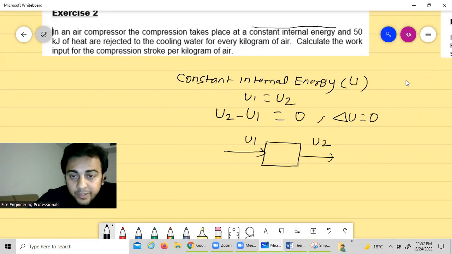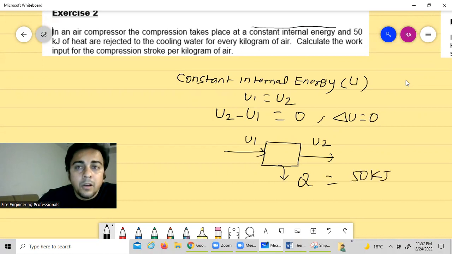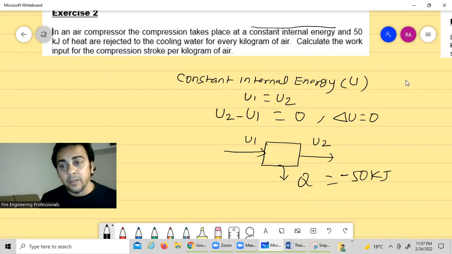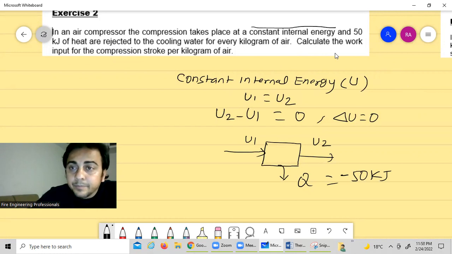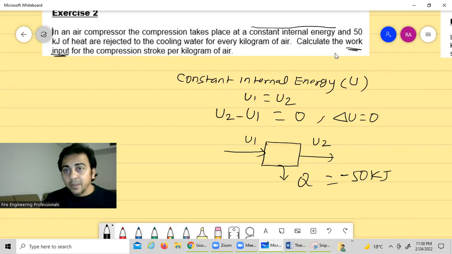So that removed heat from the compressor to the outside atmosphere, which is 50 kilojoule of heat, is rejected to the outside, right? So if heat is rejected from any system, it means they are losing some form of energy. So it is minus sign 50 kilojoule. So the question is calculate the work input for the compressor. Now in this question, just focus on the input, right? How much work we require to run the compression, right?